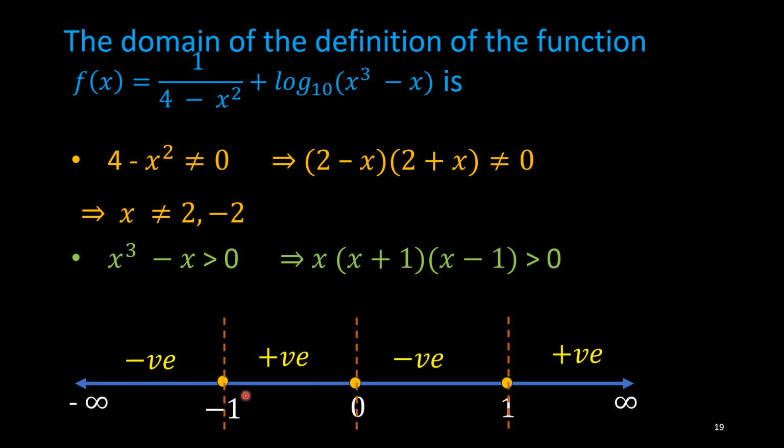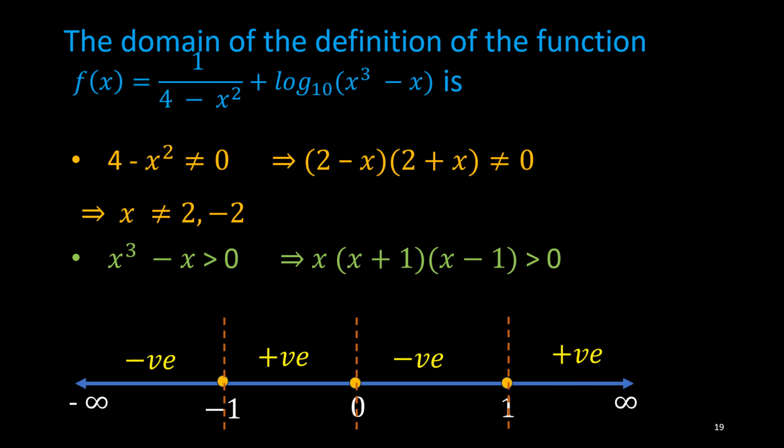So the number -1 should not be included, because at x equal to -1, this function value will become 0. Okay. Similarly, 0 is not included. So 0 and -1 should not be included. But if x is more than -1 and x is less than 0, then in this region this function is becoming positive. Okay. Similarly, if x is more than 1, then also it is positive up to infinity.